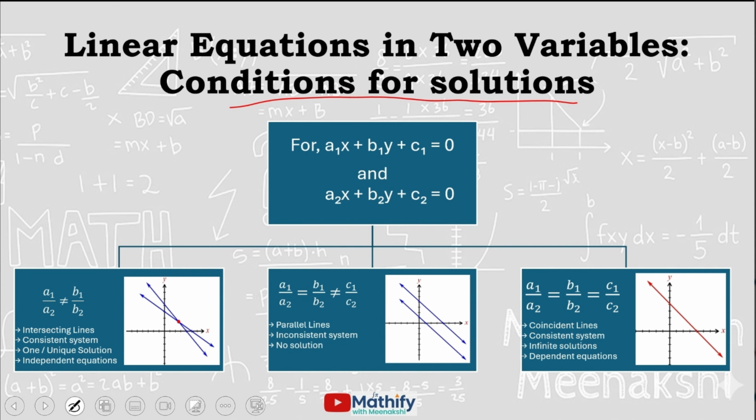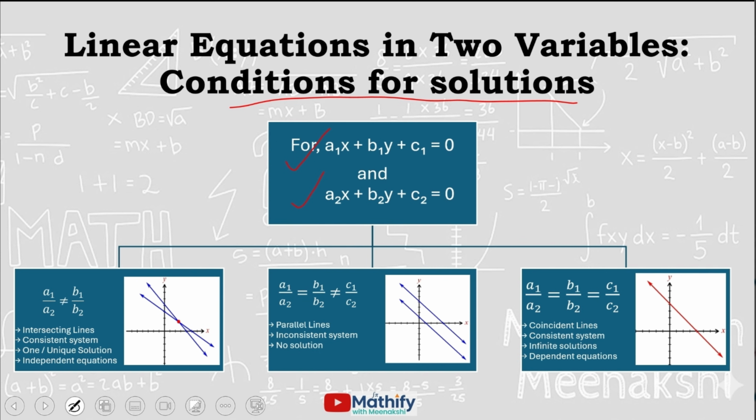First of all, you should know the general form of pair of linear equation. The first equation is a1x plus b1y plus c1 equal to 0, and the second is a2x plus b2y plus c2 equal to 0, where a1 and a2 are the coefficients of x, b1 and b2 are the coefficients of y, and c1 and c2 are constants. So for this we have three cases.